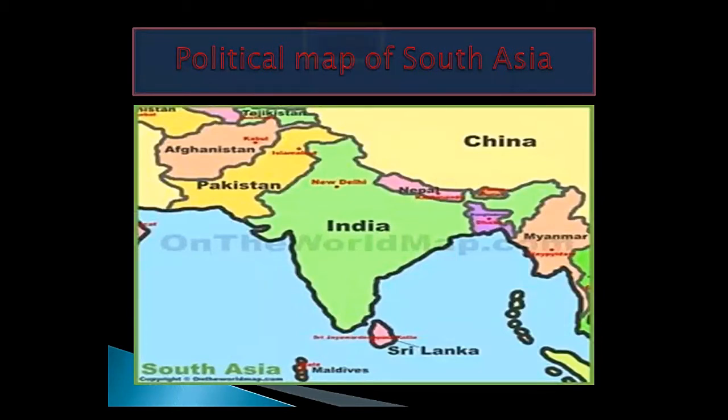SAARC is the term for the South Asian Association for Regional Cooperation. It was formed in 1985. SAARC is the regional governmental organization and geographical union of states in South Asia. Its member states are Afghanistan, Bangladesh, Bhutan, India, Maldives, Nepal, Pakistan, and Sri Lanka.